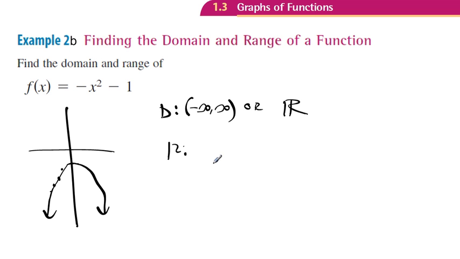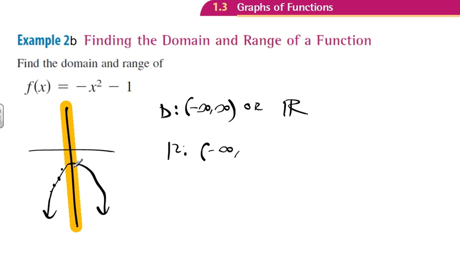The range means what's the lowest y value and what's the highest y value. Okay. Well, let's look at the y-axis now, because we're doing the range. What's the lowest y value that this graph goes to? Well, it has arrows going down, and since it goes down forever, it doesn't really have a lowest value. So it's going to go all the way down to negative infinity.